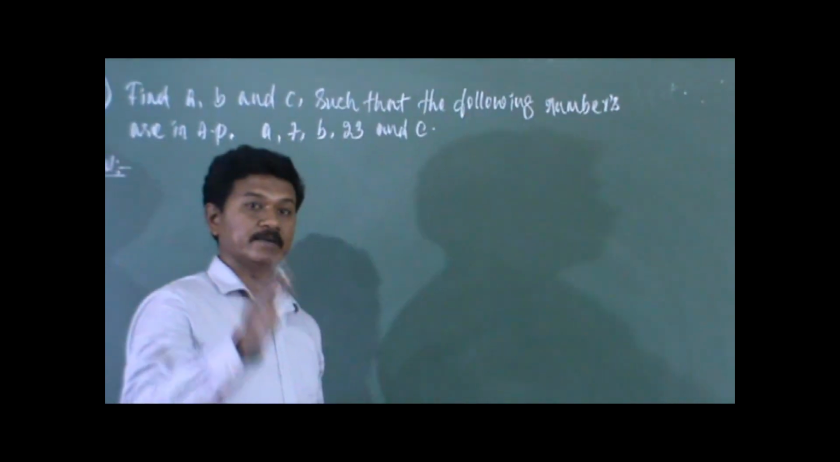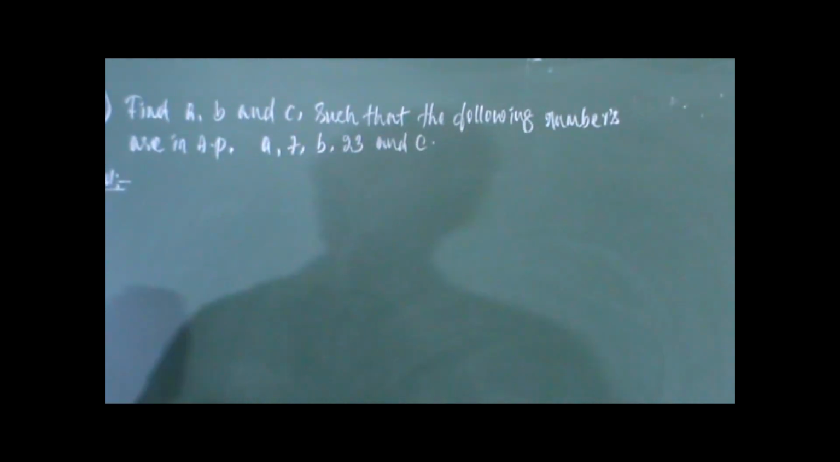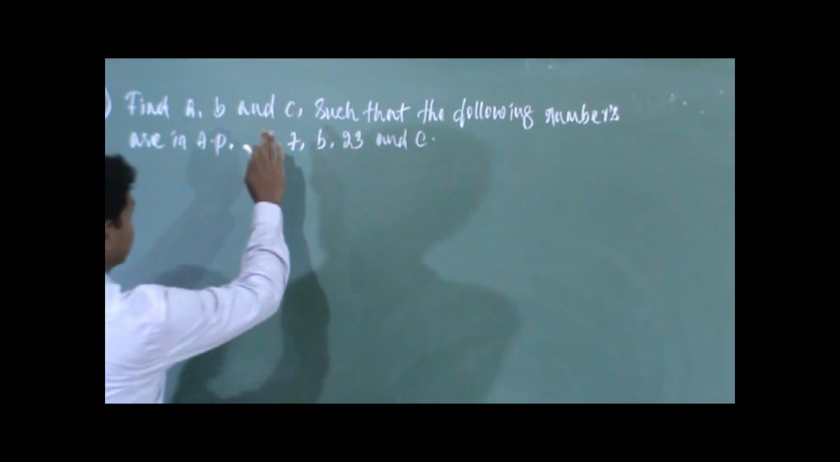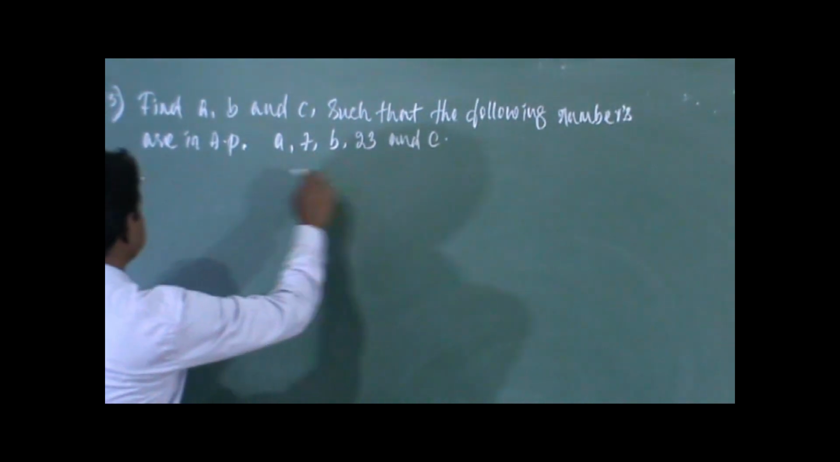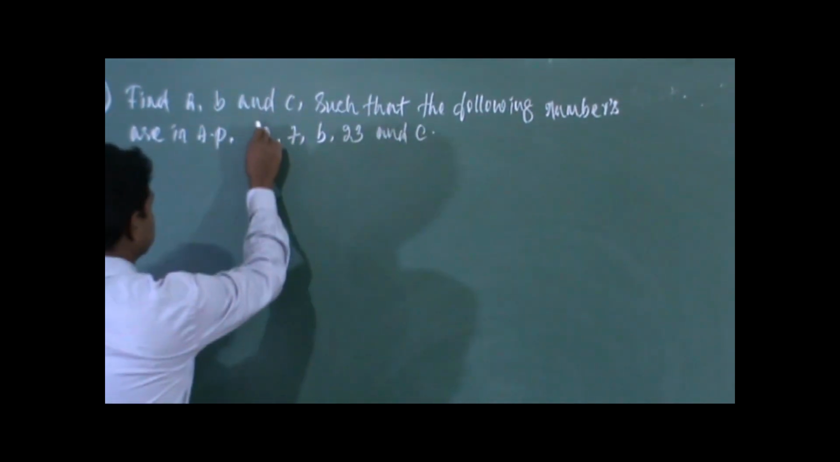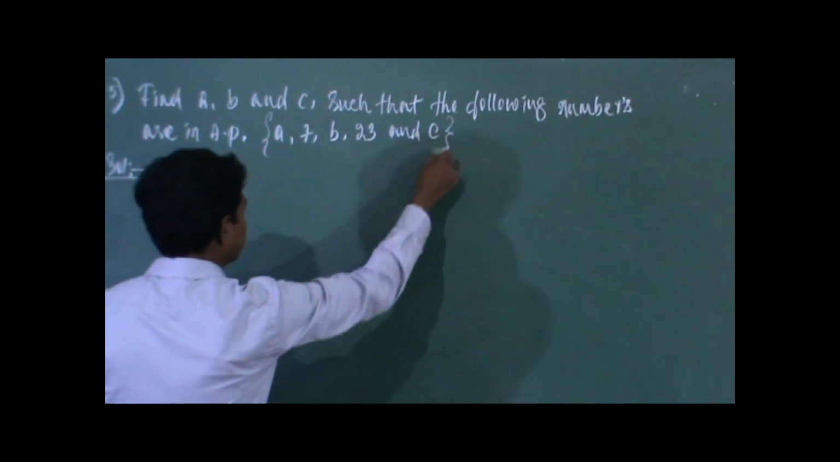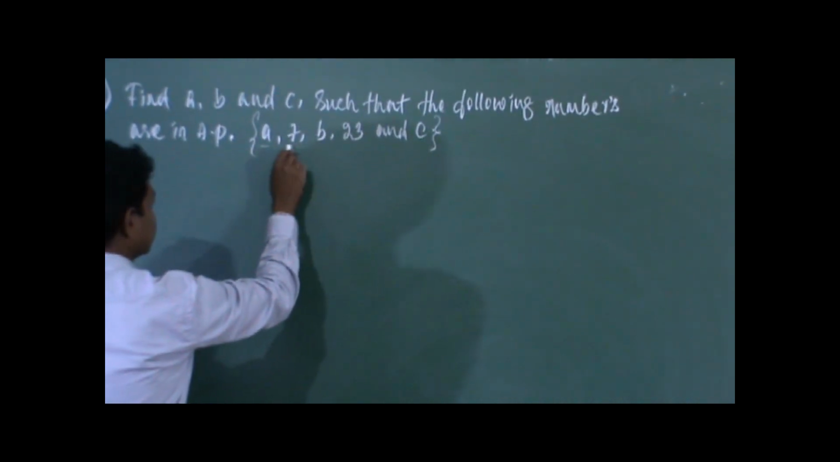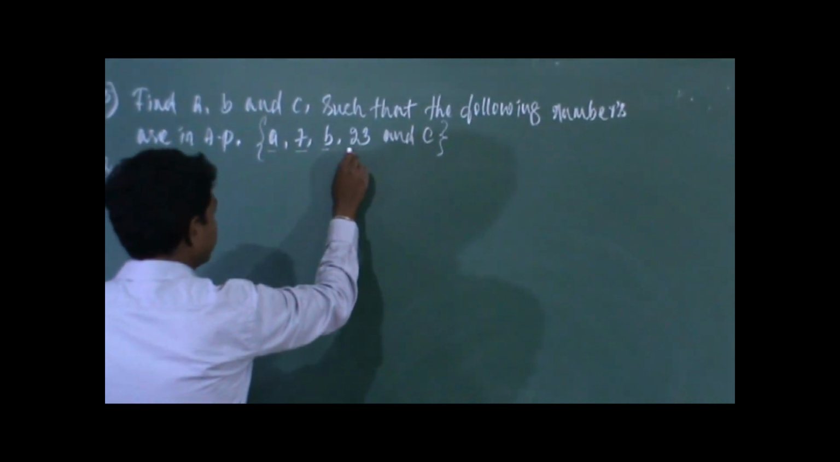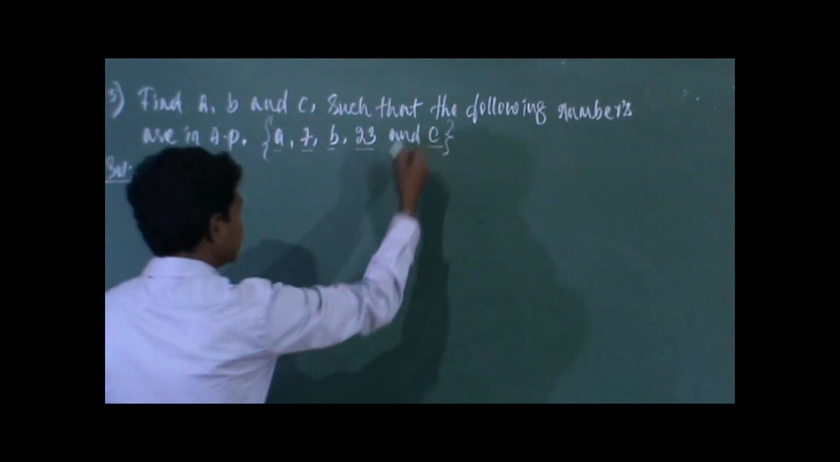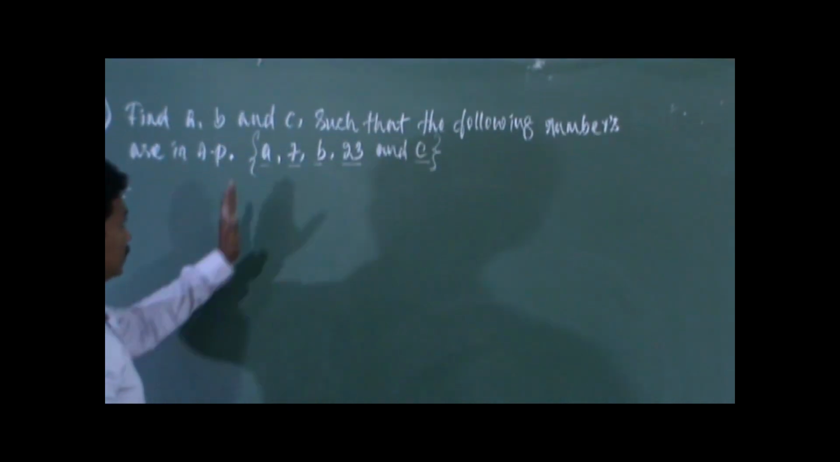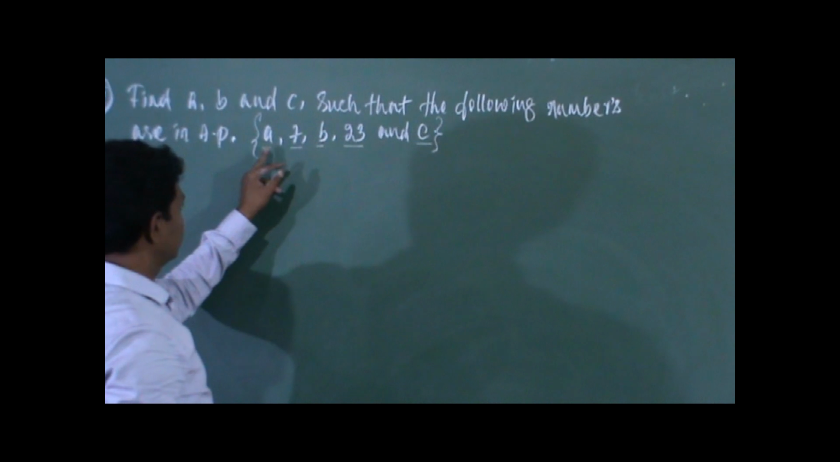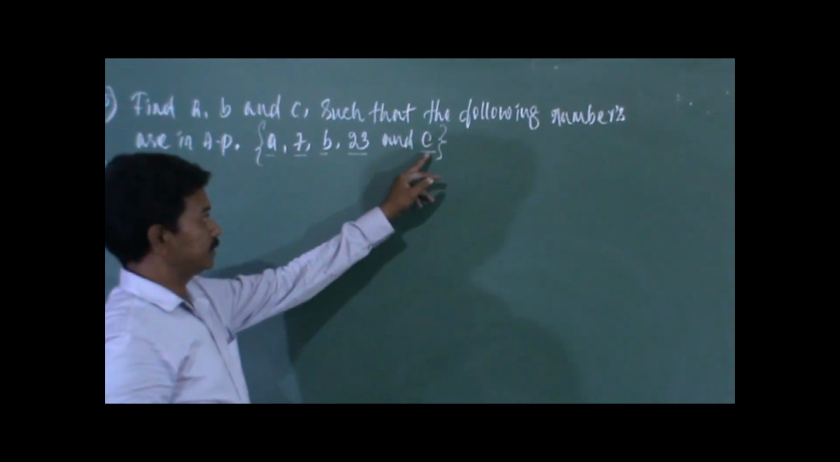Okay, it's again an important problem here for 2 marks. Find A, B and C such that the following numbers are in AP. So these are the numbers which are given in AP. The first term is A, the second term is 7, the third term is B, the fourth term is 23 and the fifth term is C. So all the terms are in AP, and you have to find the value of this A, this B and this C.